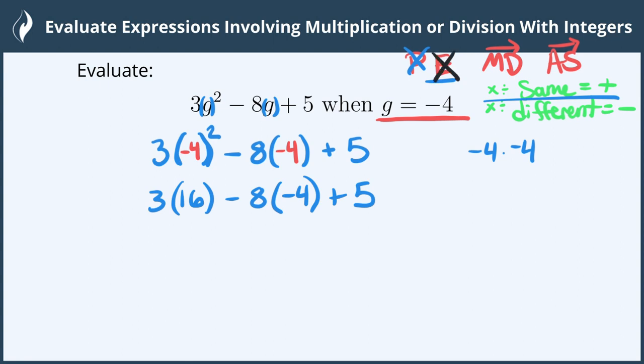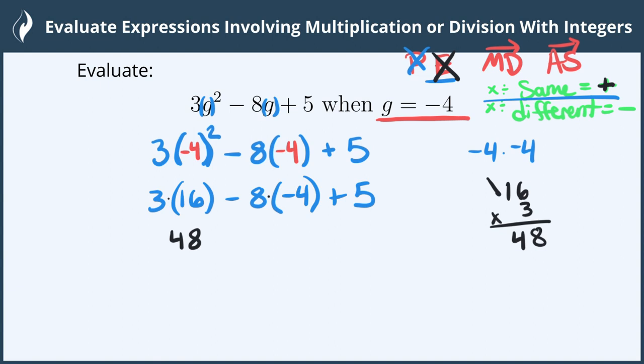Now that I've completed all of the exponents, we can move to multiplying and dividing from left to right. I have 3 times 16 and 8 times -4, so those can both be done on the same step. 3 times 16, let's go ahead and do this off to the side. If you'd like to do this in your calculator, you're more than welcome to as well. 3 times 6 is 18. 3 times 1 is 3, plus the 1 we carried is 4, and so we get 48. And they're both positive, so the answer is positive 48 because the signs are the same.